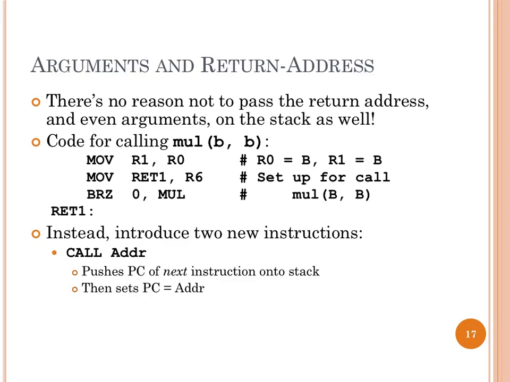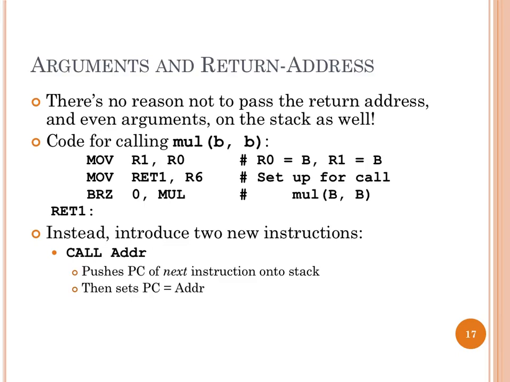Okay? Notice call and then address. This says, I want to invoke the subroutine at address. So we might say something like call mul, so that we can invoke the multiply subroutine. But notice what it does. It basically does that whole move ret1 into R6 thing. It takes care of that for you automatically, but it uses the stack instead of a register to save the return address. Okay, so it pushes the program counter of the instruction following call onto the stack, and then it sets the program counter to be the address you specify.